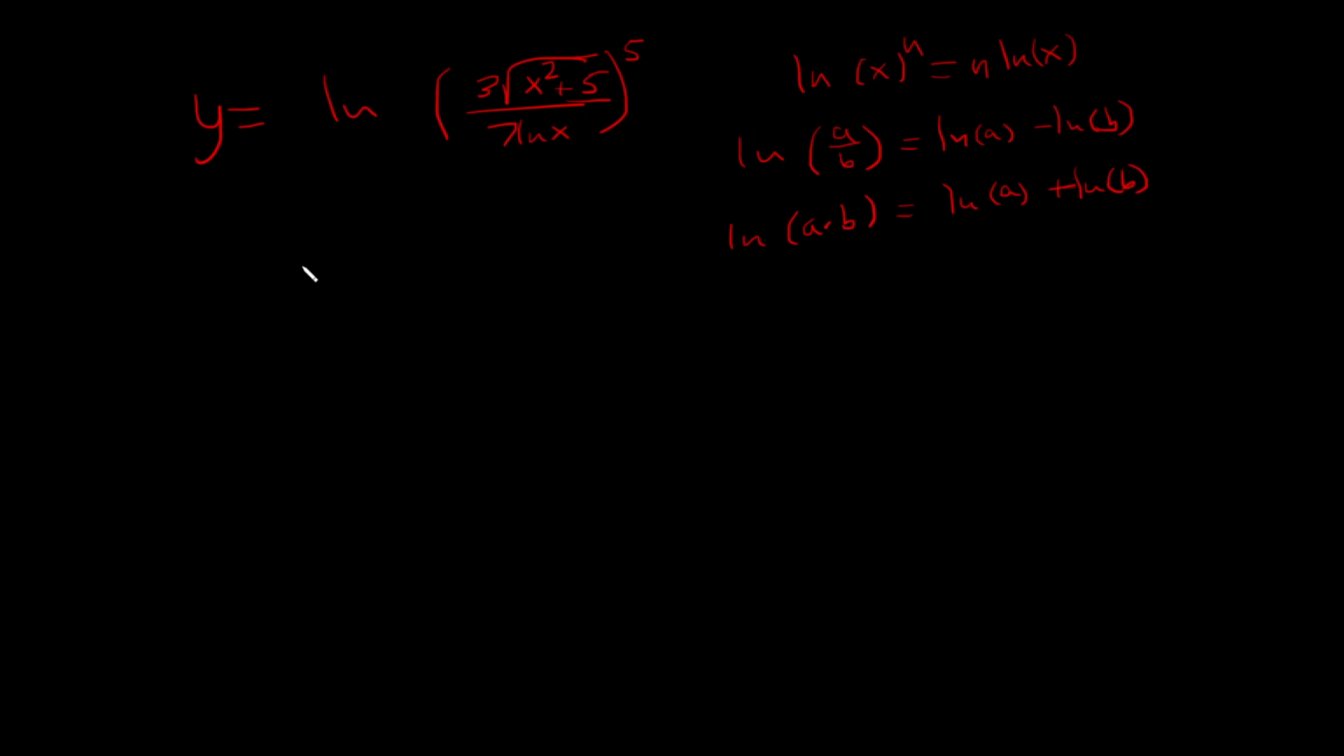So first, what we're going to do is simplify this further using the log properties, and then when it looks nice, we'll take the derivative. Okay, so we'll do this step by step. Let's first address the fifth power. That comes out in front by the first property. And I'm just going to rewrite this cube root as x squared plus 5 raised to the 1/3 power.